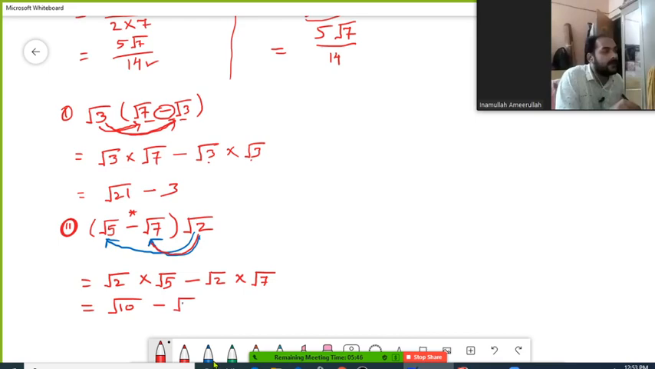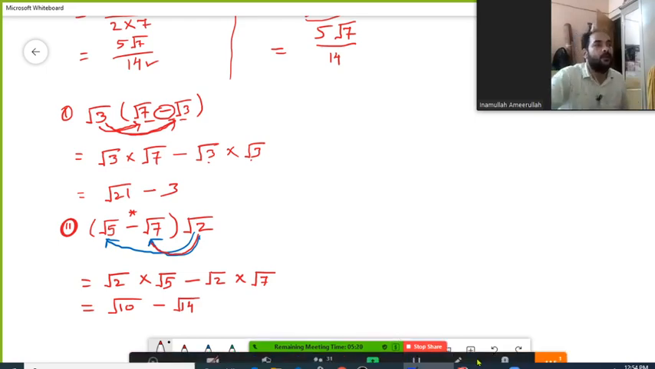So they will give me root 14, and this is your final answer, because this expression cannot be simplified further. So we will leave our answer here, and this way you can multiply the given expression. Hope it is clear to everybody.